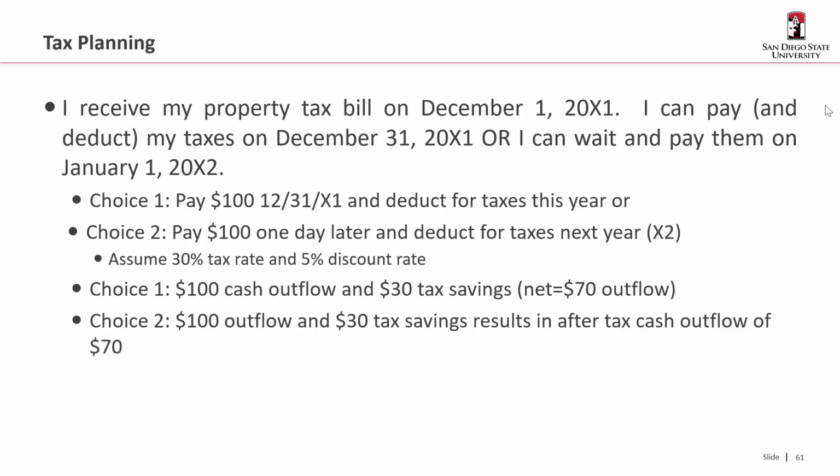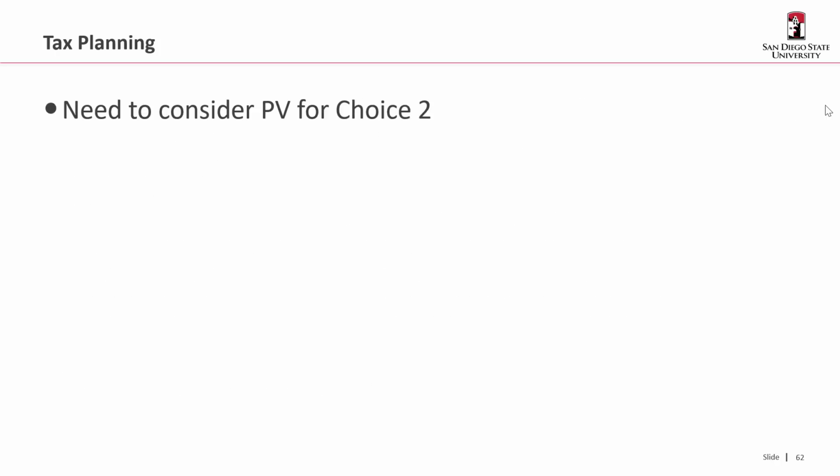So you ask yourself, what's the difference, right? $70 versus $70, who cares? But we have to consider present value for choice 2. So the formula for present value is present value equals 1 divided by 1 plus the discount rate, raised to the number of periods. So we would examine 1 divided by 1 plus 0.05.